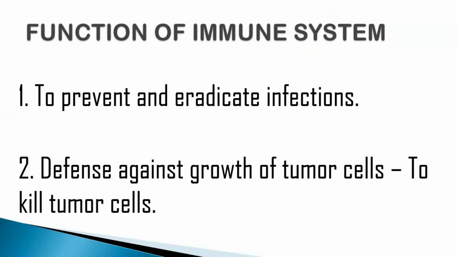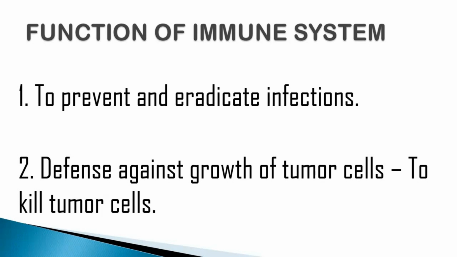Now let's look at the functions of the immune system. What is the function of the immune system? Number one, to prevent and eradicate infection. The immune system will prevent infections, microbes, from entering the body. But in a case where infections enter the body, these cells of the immune system will make sure to eradicate those infections.